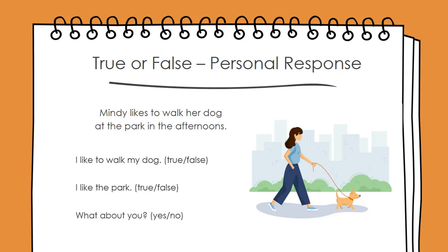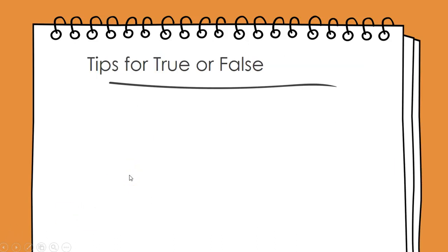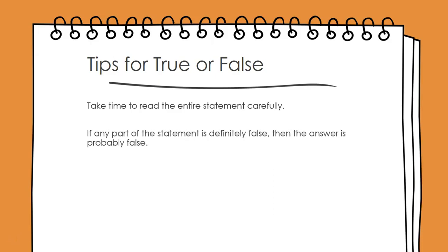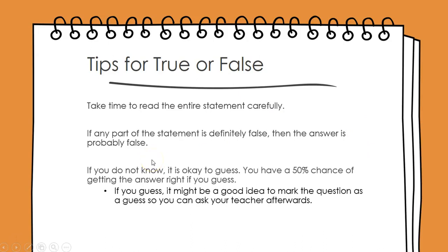Then you also might just see this phrased as Mindy likes to walk her dog at the park in the afternoons. What about you? And then this is a yes or no. So, good. So this is true or false. So some tips for true or false. Take time to read the entire statement carefully, because remember, if only one part is false, the entire statement is false. So, that's what this says.